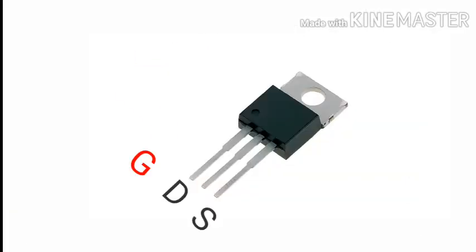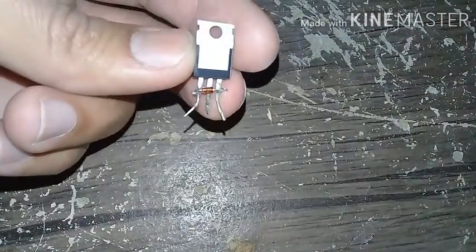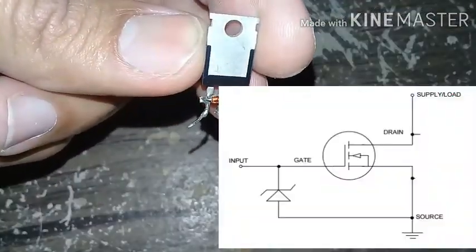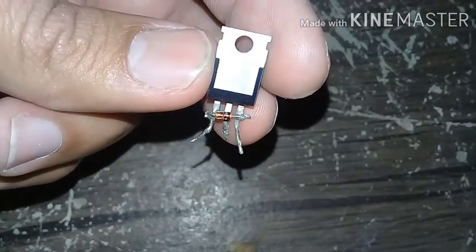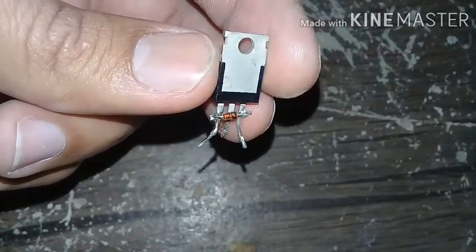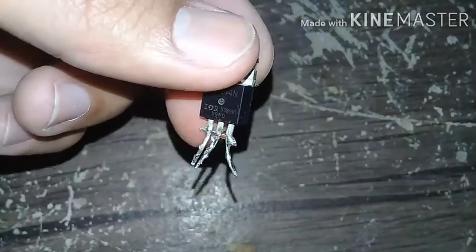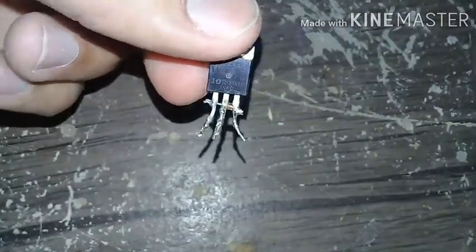Now we know the MOSFET gate is sensitive to voltage. The best option to protect it is a Zener diode connected in reverse bias. The diode voltage depends on the MOSFET VGS. I'm using a 13 volt Zener diode for all my MOSFETs. Now we protected the MOSFET from overvoltage, and we know the gate is a capacitor.